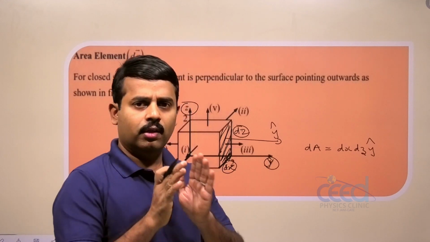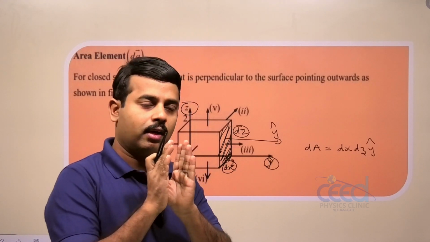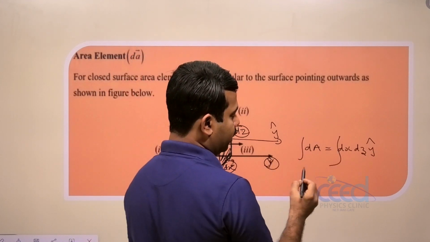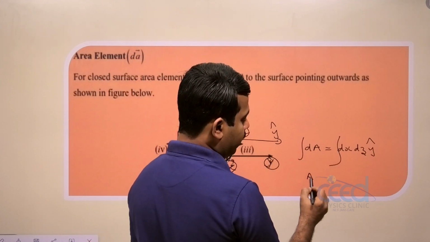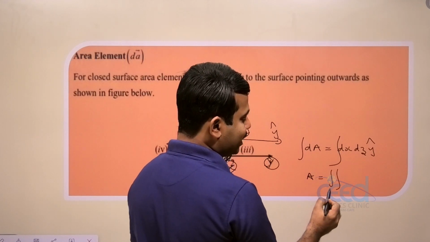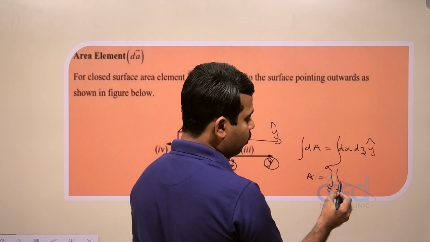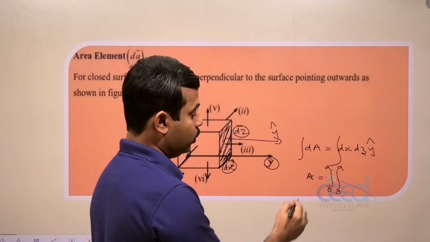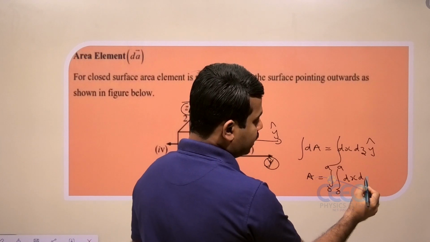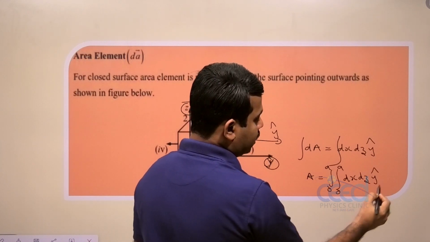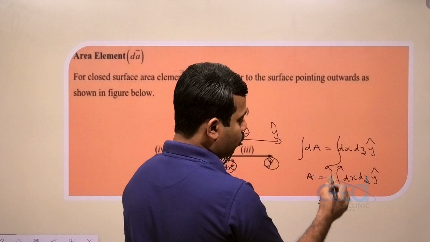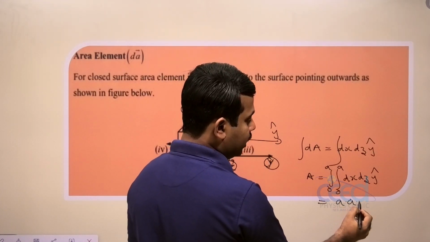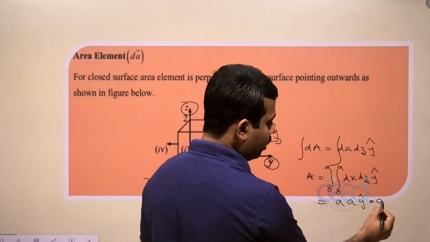Now to find the full area of this face, what you have to do is integrate this. It is a double integral, and for the cube the side varies from 0 to a. If both x and z vary from 0 to a, with dx dz y cap, then the integral of dx is x from 0 to a, the integral of dz is z from 0 to a, that is a into y cap, that is a square y cap.